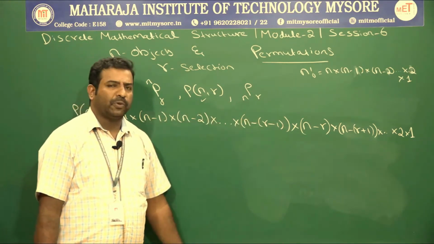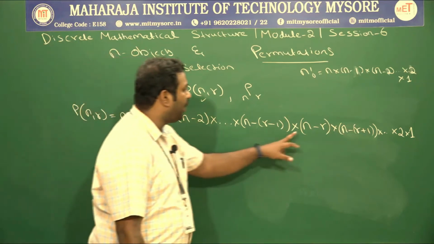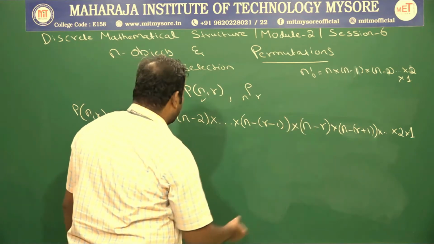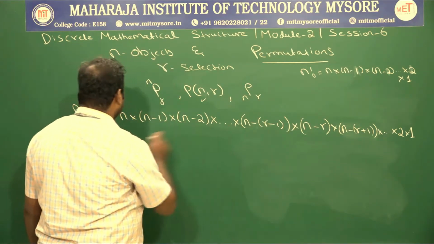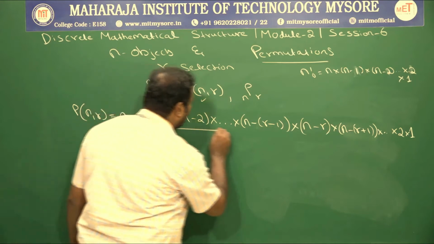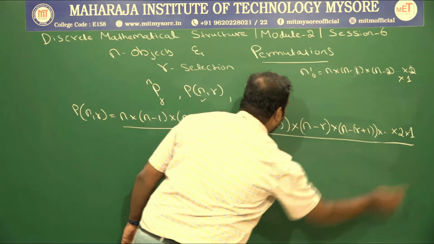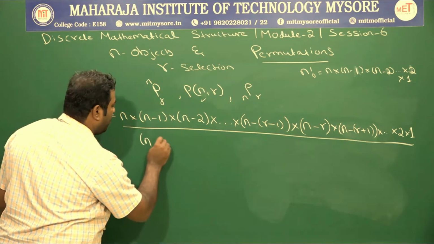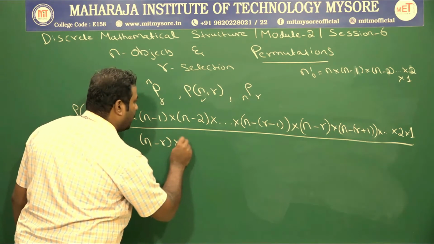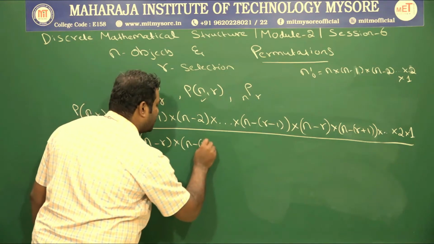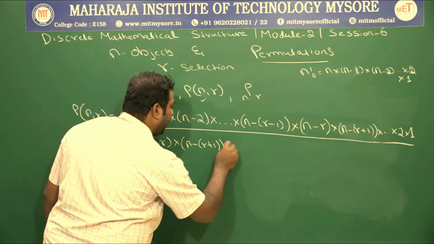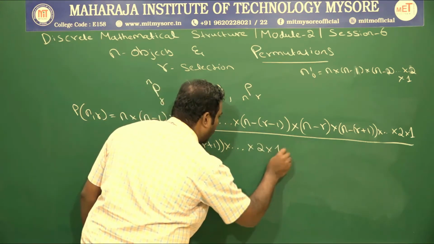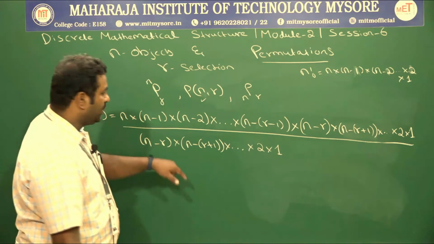This is the reason why I have been put over here. So now I have been multiplied with this component, and right now just observe this component. When I add this as a component, I need to divide this entire thing by whatever I have been multiplied. Hence I am going to have n minus r into n minus r plus 1 into so on until 2 into 1. Fine. So now just look at this.